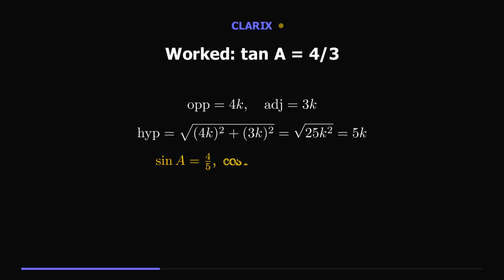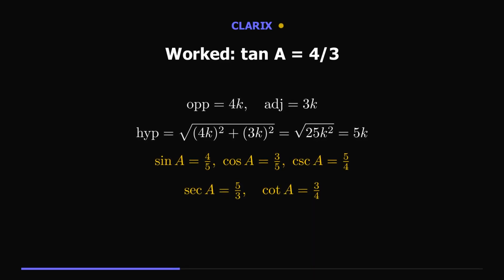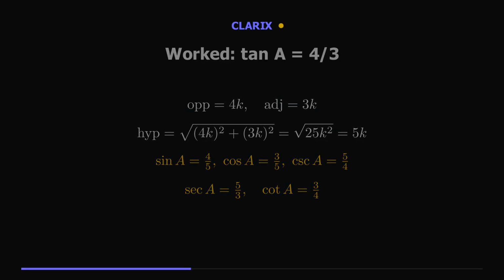Let's use this. Suppose tangent of A is 4 over 3, and we want every other ratio. Tangent is opposite over adjacent, so let the opposite be 4k and the adjacent be 3k. Any common multiple works. By Pythagoras, the hypotenuse is the square root of 4k squared plus 3k squared, which is the square root of 25k squared. That's 5k. Now just read them off. Sine A is 4/5, cosine A is 3/5, cosecant is 5 over 4, secant is 5 over 3, and cotangent is 3 over 4.